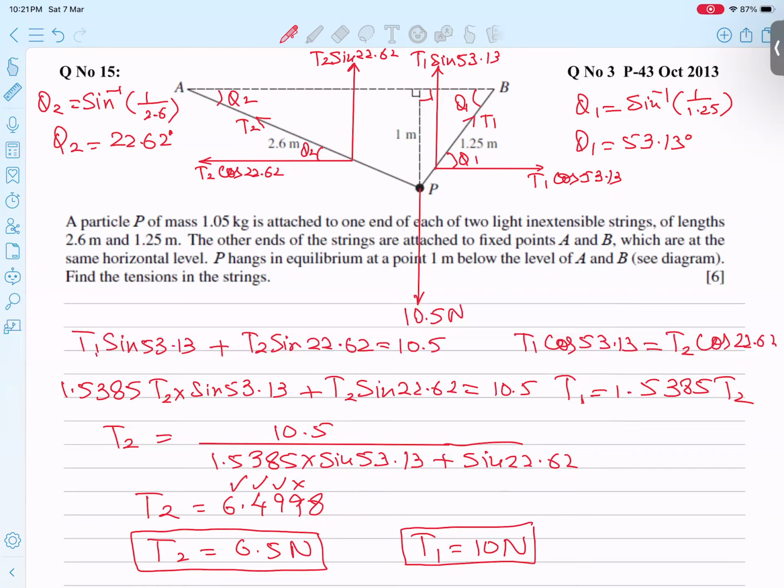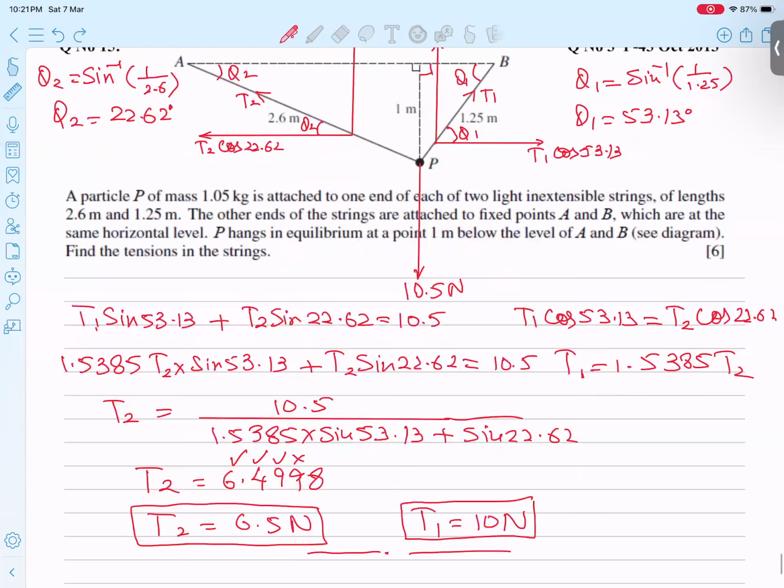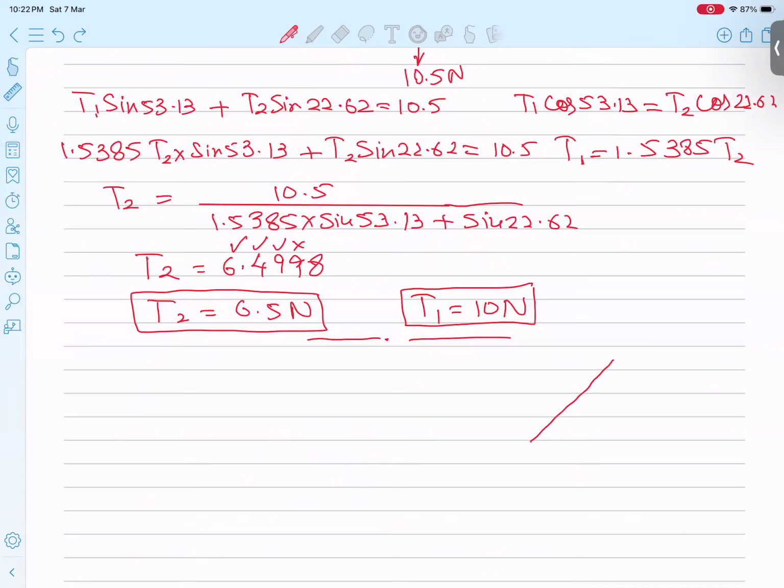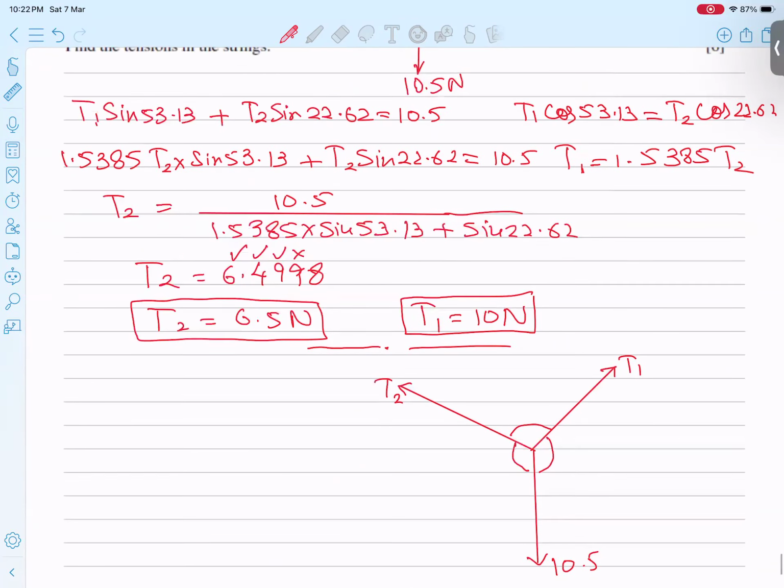And we have another way also to solve the question, which I'm going to show you. Students, you know Lami's rule. So T1 here and T2 here and this force. So three forces acting. This is T1, this is T2 and down is 10.5. This is Lami's rule, way number two to solve the question. If I get all three angles, how can I get them?